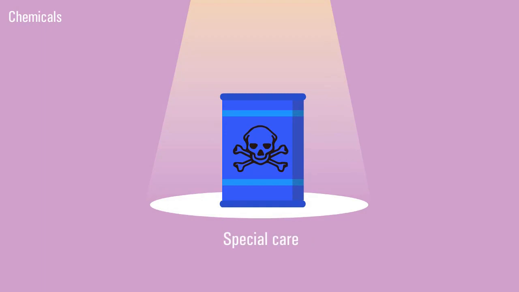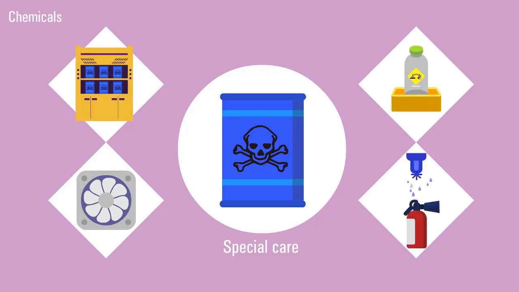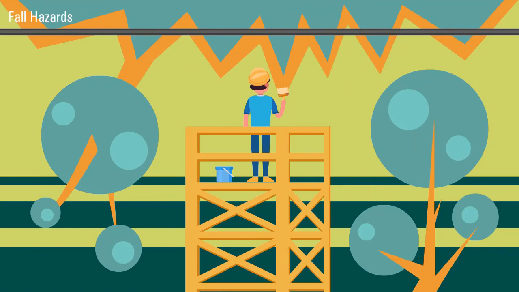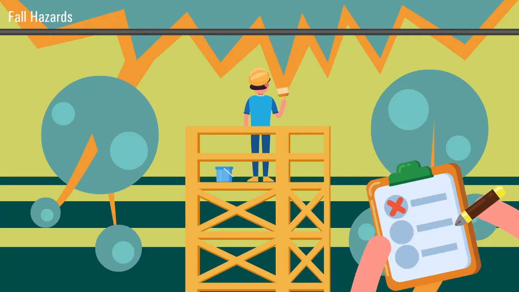Control access and potential exposure with separate storage in appropriate cabinets, secondary containers, ventilation, and fire protection. Any elevated work areas can present fall hazards. There needs to be handrails and guardrails to prevent people from falling. Assess these areas for trip hazards. And anyone working at height needs to have fall protection equipment, like harnesses attached to safe anchor points.